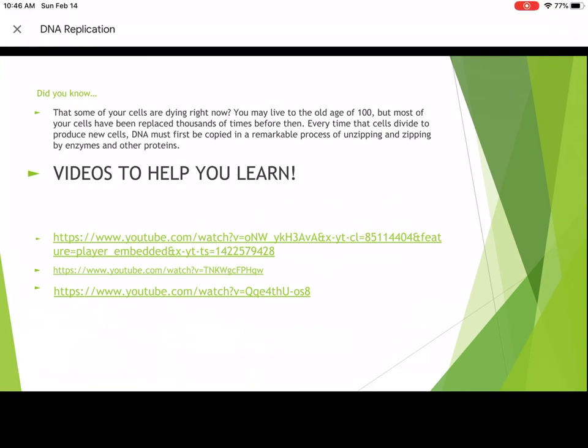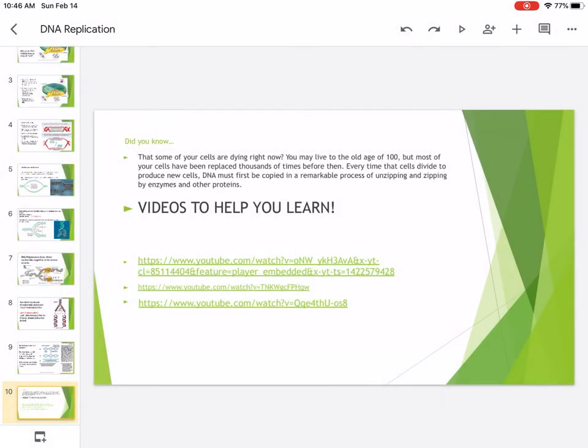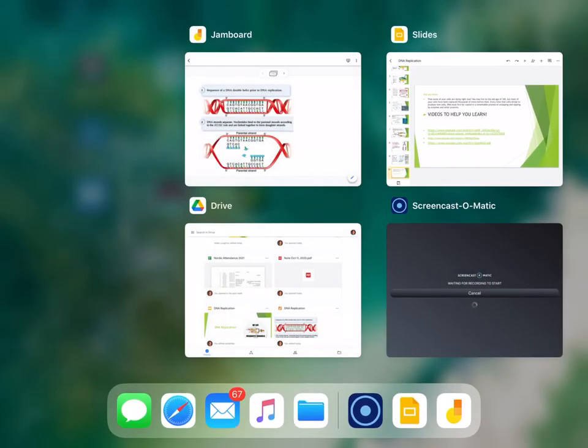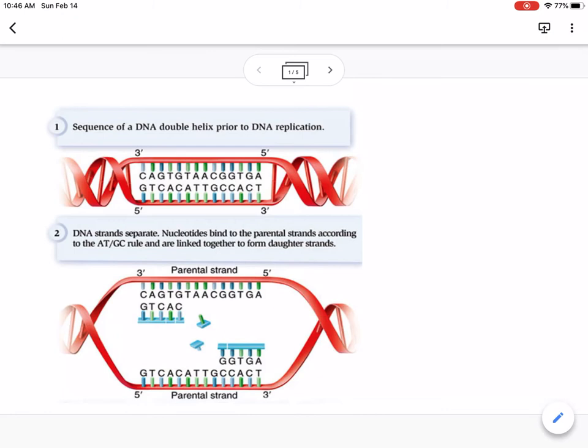All right, I'm gonna get out of here. I'm gonna open up my Jamboard real quick and kind of go through some of this in a little bit more detail. So here's Jamboard. Let's see, I want to edit this just so I can draw on it a little bit.